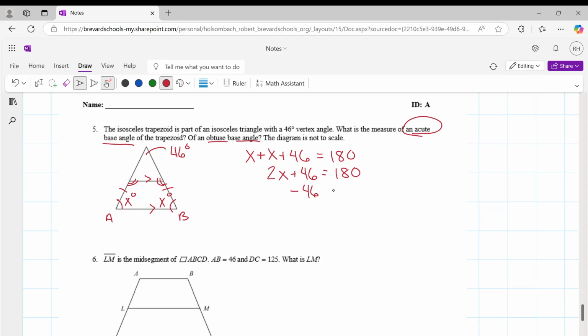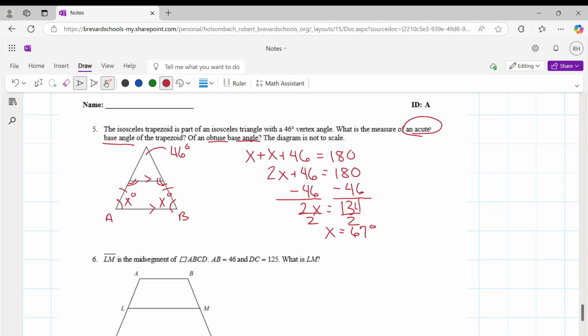So 2x plus 46 is equal to 180. Subtract 46 from each side. 2x is equal to 134, and divide by 2. So we get an x here that's equal to 67 degrees. So this angle A down here is equal to 67 degrees.